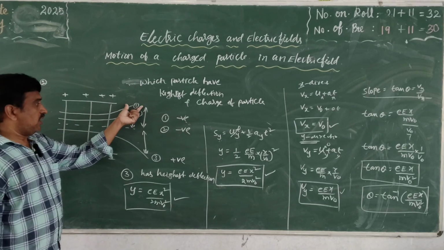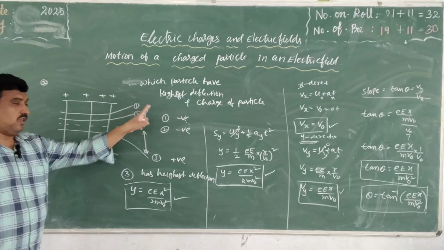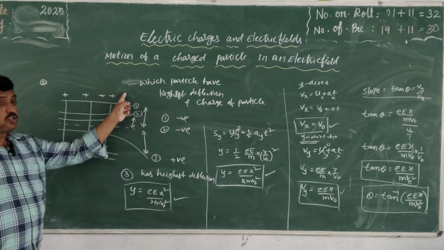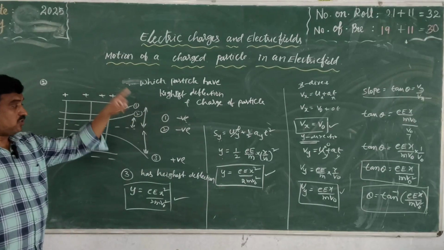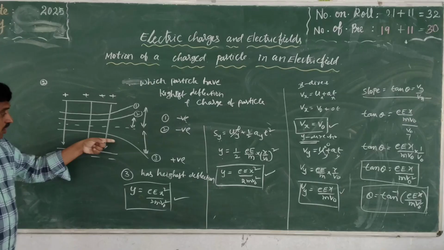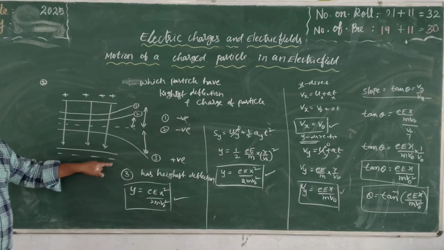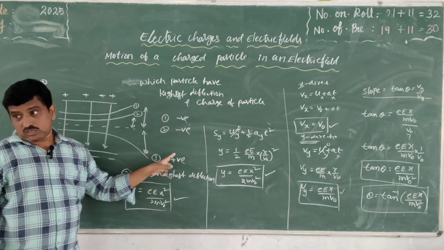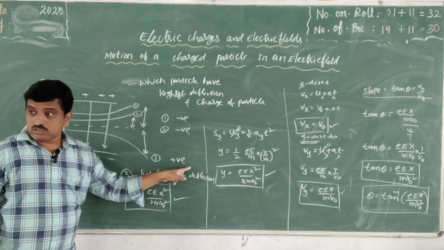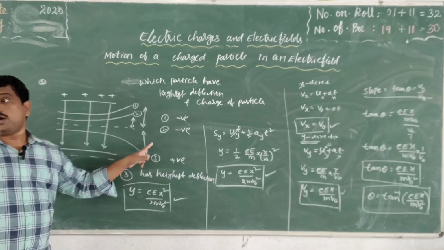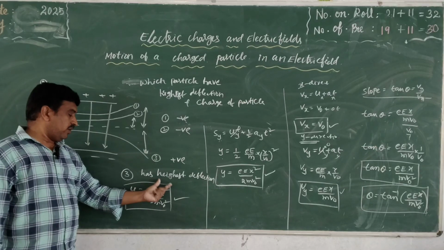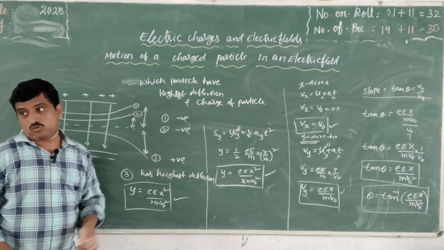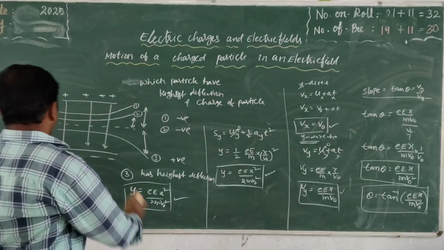So first particle is negative charge. Why are we saying negative now? It is moving towards positive charge, automatically it is negative. Second also moving towards positive charge, that's why it is negative. Third one moving towards negative charge, so it is positive. So third particle is positive charge and deflection is highest. That deflection is y equal to E x square by 2m v naught square. Next, the third one.